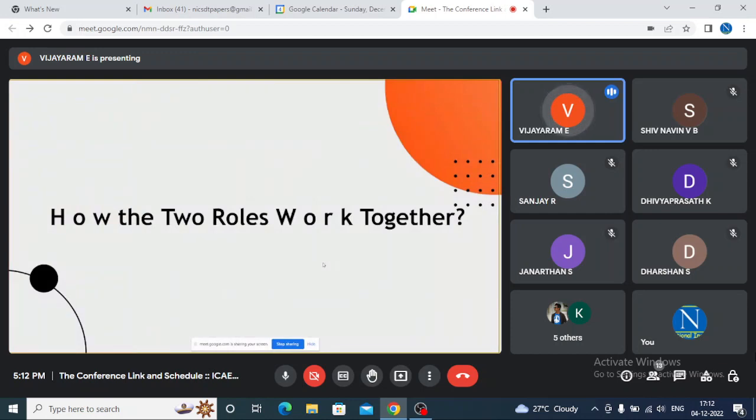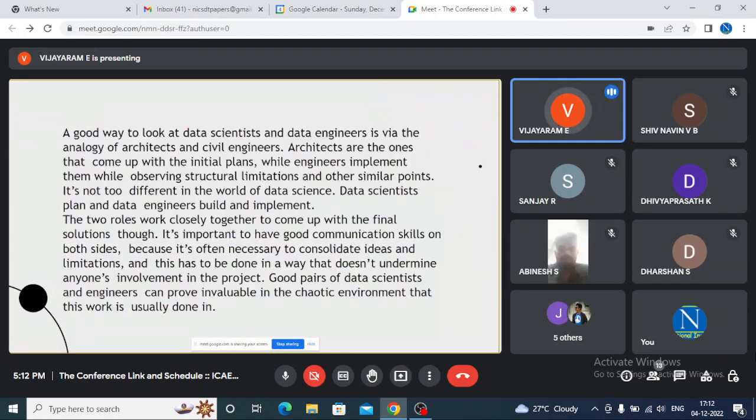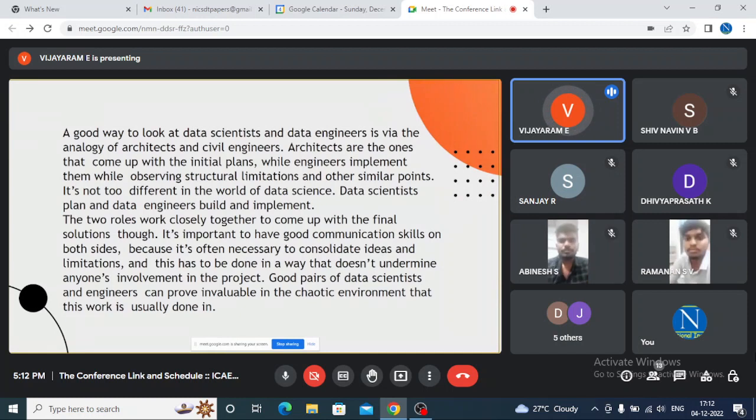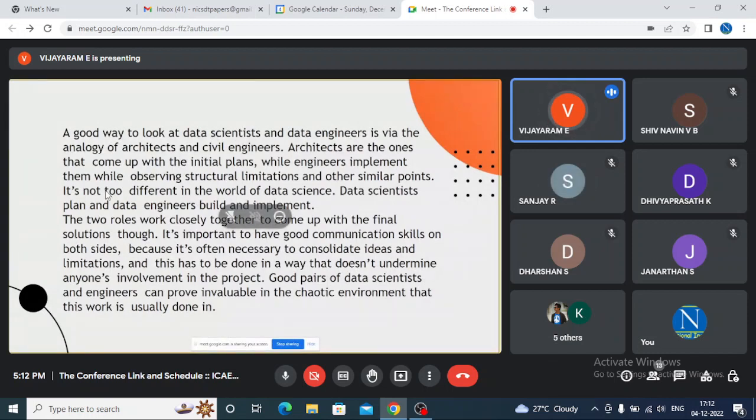So how do the two roles work together? A good way to look at the data scientist and data engineer is via the analogy of architects and civil engineers. The role of the architect is to come up with a plan, and the role of the civil engineer is to actually implement it. Like the building's structure, the number of rooms, everything will be designed and decided by the architect, and it will be actually implemented, built by the civil engineer.